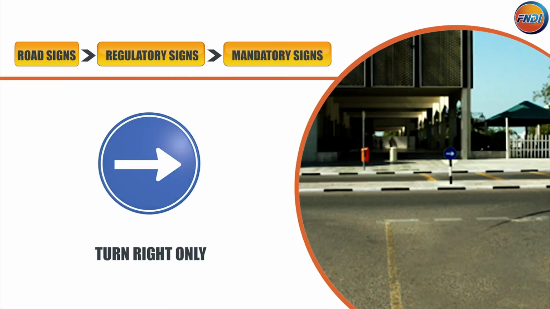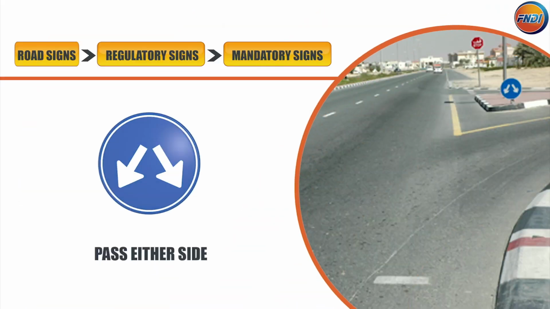Turn right only. The turn right sign means that a motorist must only take the right direction. While approaching the main road, there is no option for a left turn. You may find this sign when motorists are approaching the main road from a side road that is nearly perpendicular to the main road.